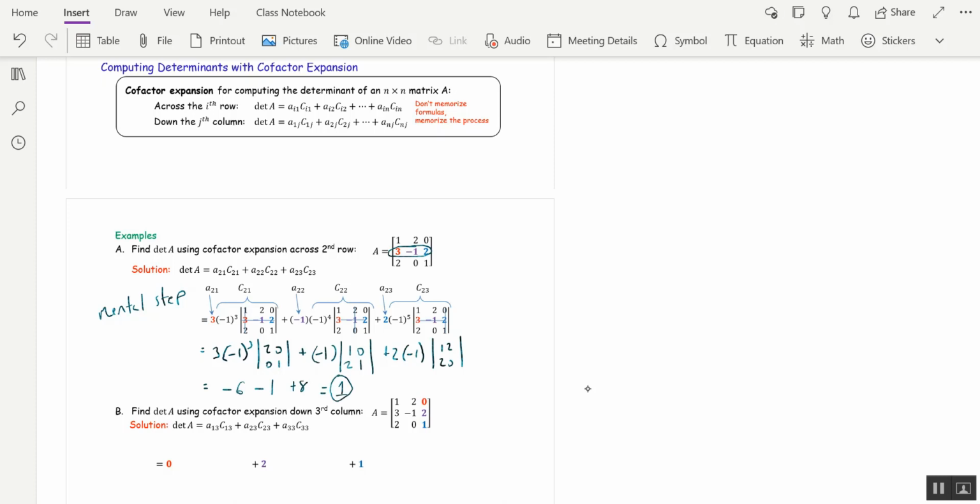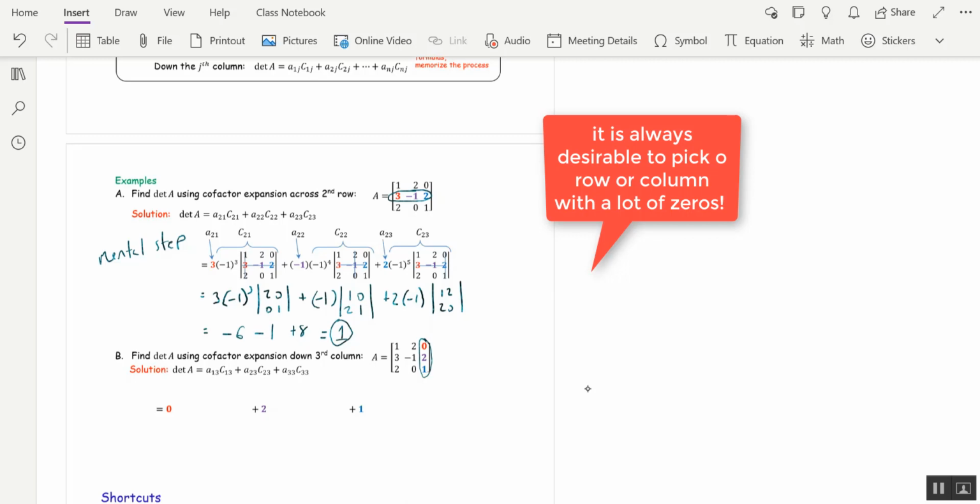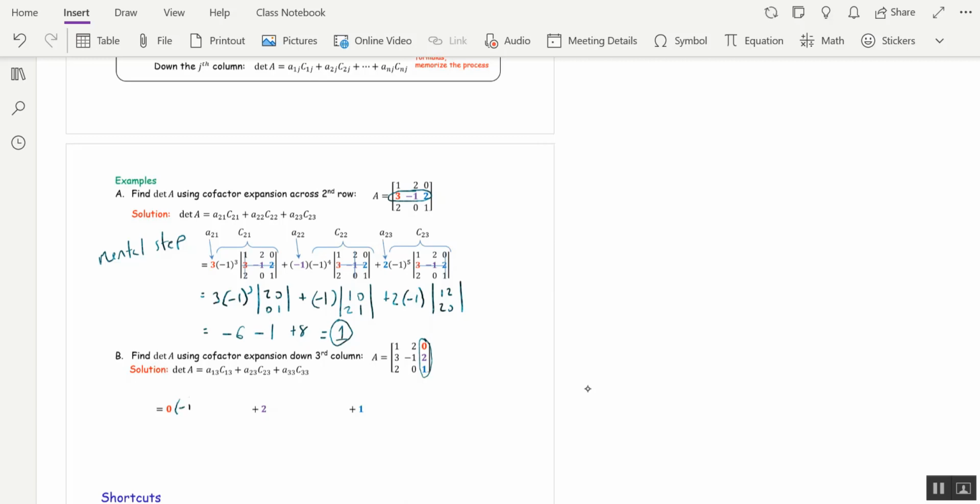Okay, pause the video and do the same computation. Find the determinant of A, but now do cofactor expansion down the third column. You should still get 1 as your answer, because you can pick any row or any column. All right, I started us out here. We've got 0 times -1 to the 4, and I'm skipping the mental step.